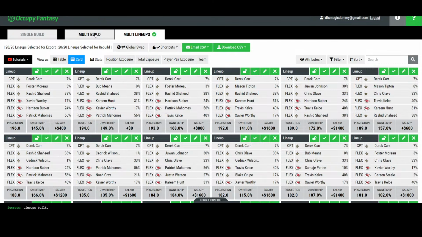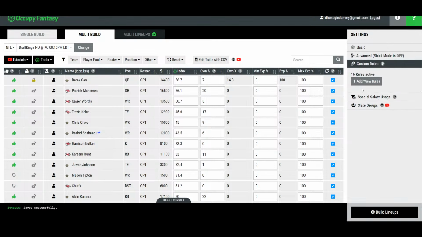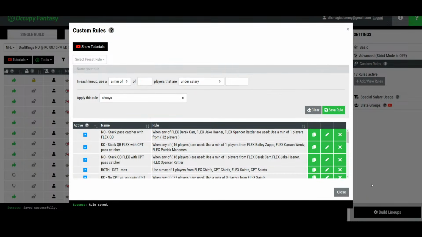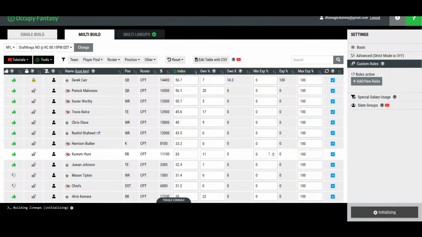You know what? Let's make a rule. Let's go back. Custom rule. We don't want any trash players, right? I'm going to name a rule trash. Max of 0 guys under ownership 1. If you don't have a projected ownership, you're probably not going to be good for small field GPPs. Let's change that. Let's rebuild these lineups. This is how I do this every Showdown slate. So sometimes you forget rules. You have to go back in and put them in.